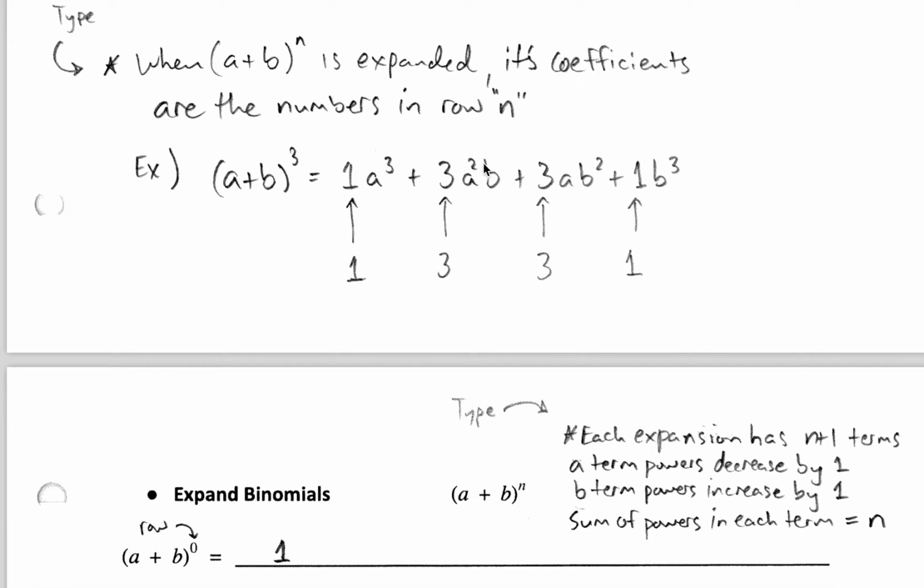Also in each term, the sum of the exponents in your term is going to add up to whatever that initial n value or initial exponent value was. So here we have a total exponent of 3. Here we have 2 and 1 giving us 3. Here we have 1 and 2 giving us 3. And then here we have 3 matching that initial exponent.